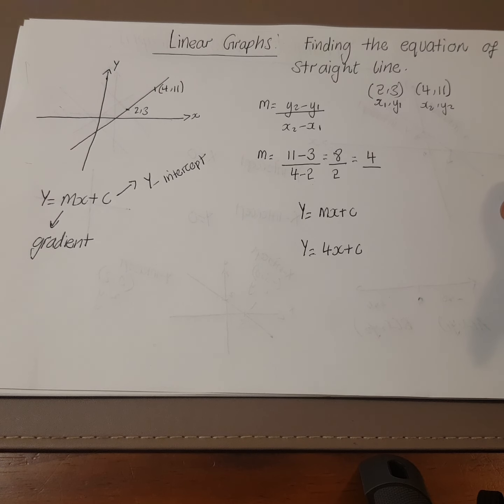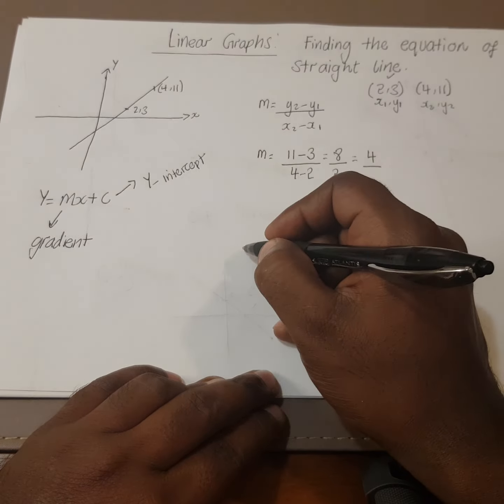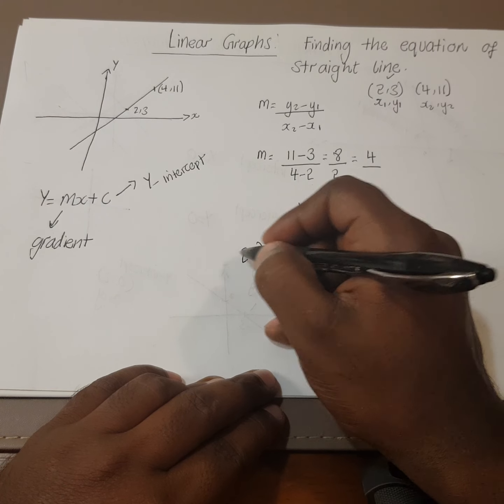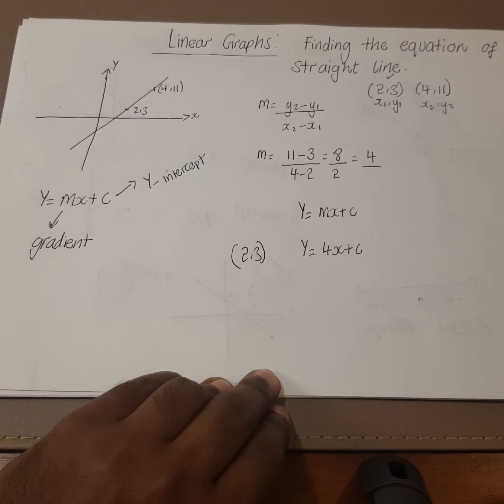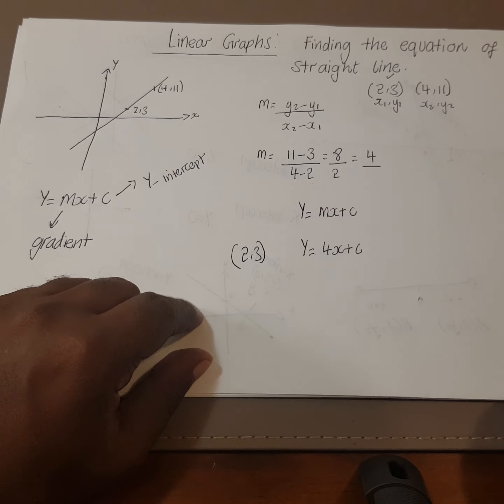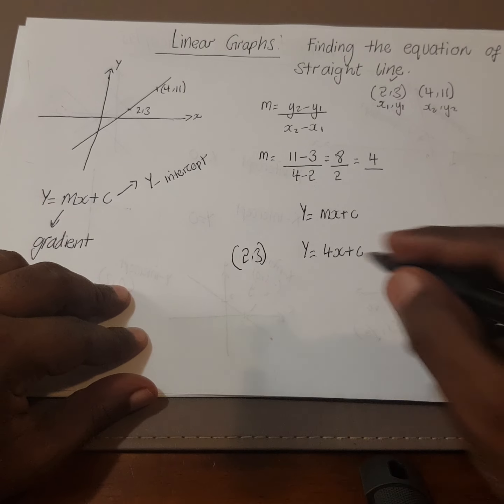As a rule of thumb, I encourage my students to pick the pair which has smaller numbers, so it's easy to calculate. So I would pick 2, 3. I would write 2, 3 just to show you that's the pair of coordinates I'm going to be using. In place of y, I'm going to put 3, and in place of x, I'm going to put 2. So what do I do there?